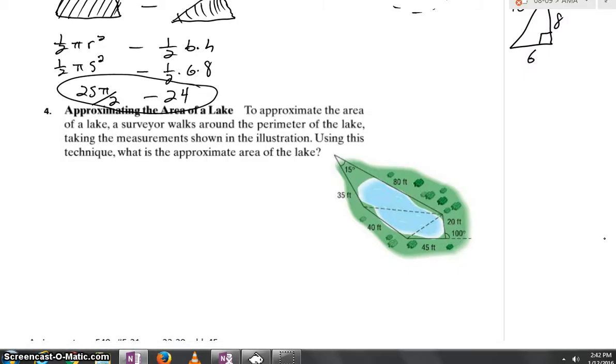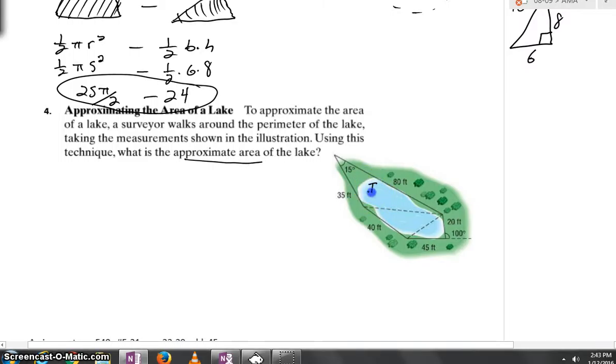And as we read this: to approximate the area of a lake, a surveyor walks around the perimeter of the lake, taking measurements shown, and using this technique, what is the approximate area of the lake? Rest assured, what we're about to do will be working with triangles. Very quickly, I think kids are going to correctly point out, hey, wait a minute, I'm not getting the real area of the lake. I might be getting too much.